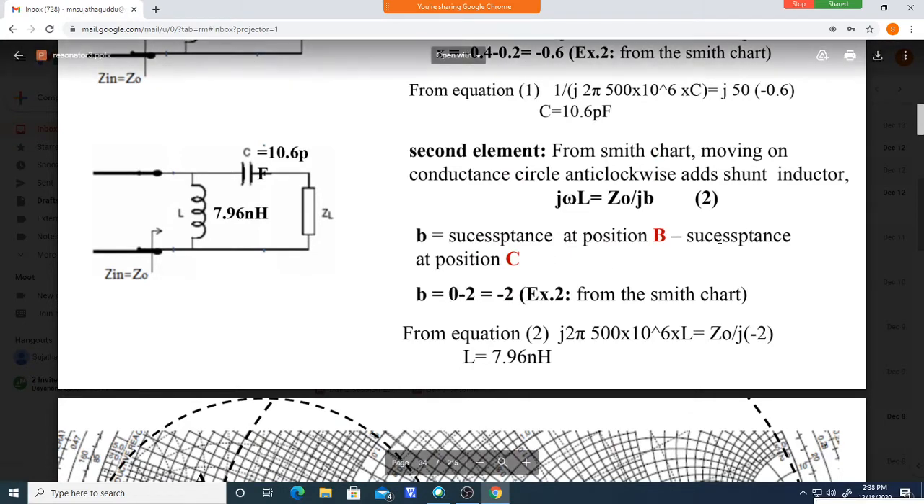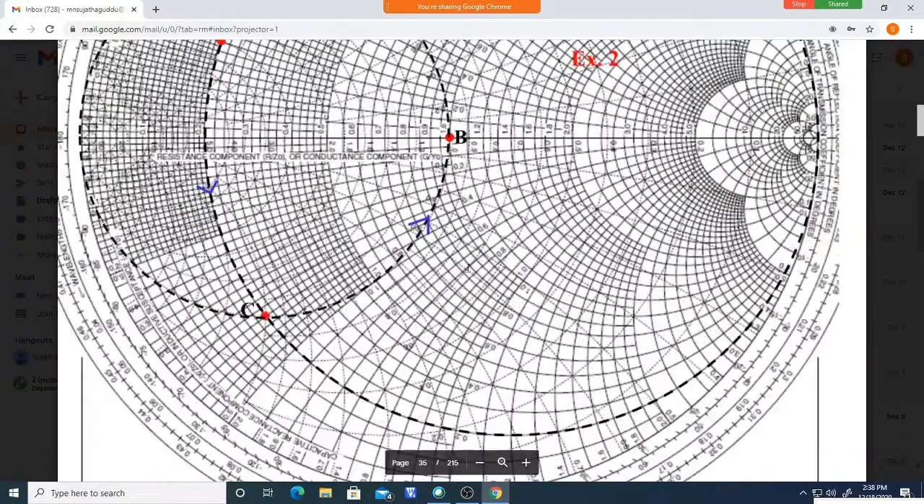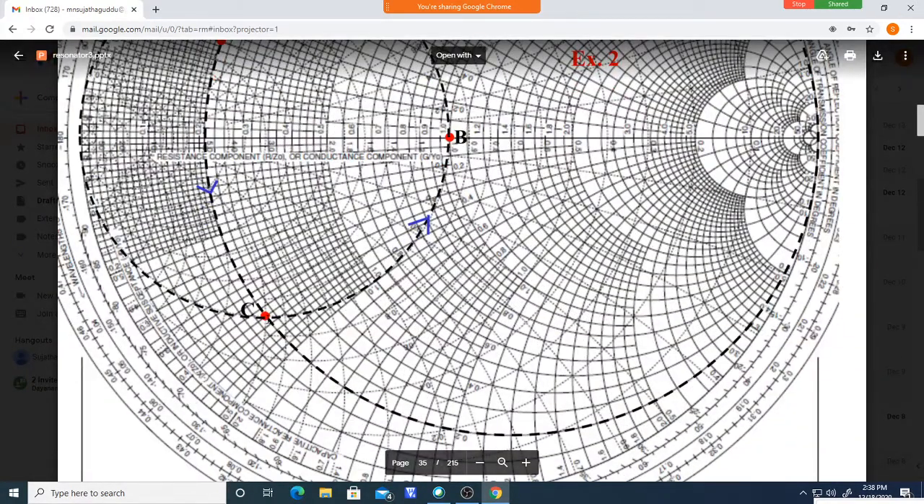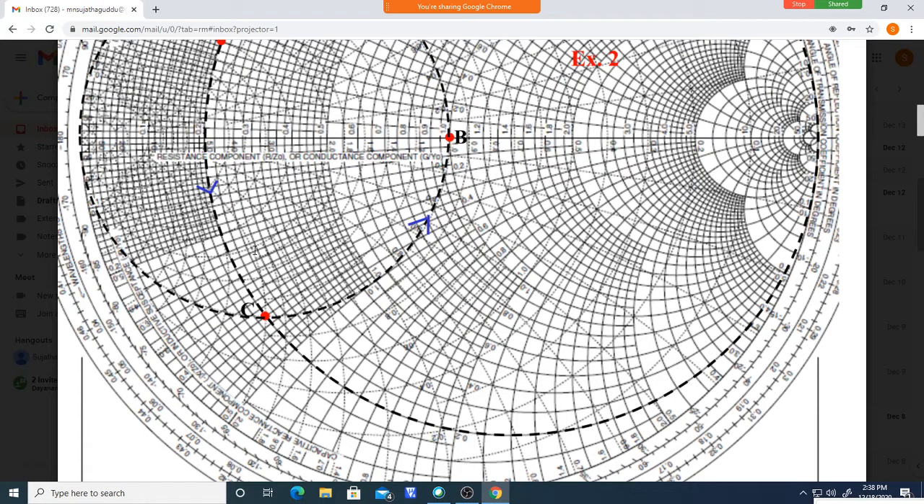Now, susceptance at C. What is the susceptance at C? What is susceptance? Susceptance means you should take a susceptance circle passing through this point. See here, this is 1. This is C. You should move like this. Which circle is passing? You see here, it is 2. B value equal to 2 here.